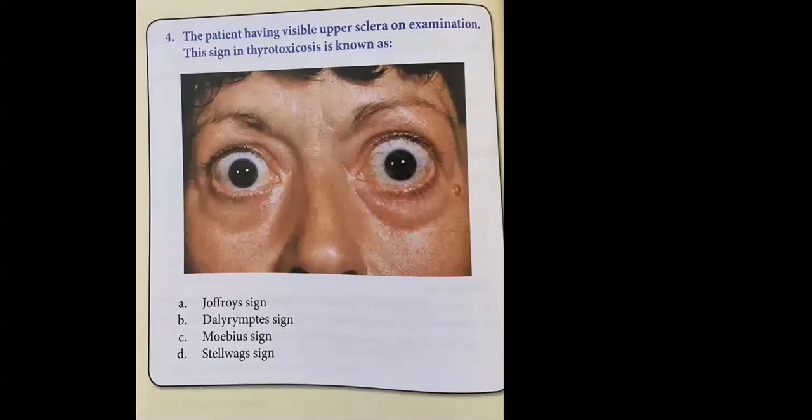So, what is Stellwag's sign then? You answered this question as Dalrymple sign. You need to know all the three options. Just remember, Stellwag is the staring look. Right now I don't have the picture, I'll show it in the next class for sure. So Dalrymple sign is lid retraction. Stellwag's is the staring look.